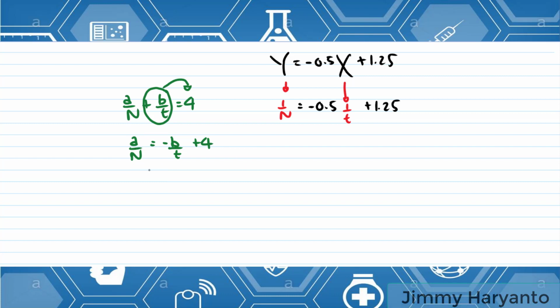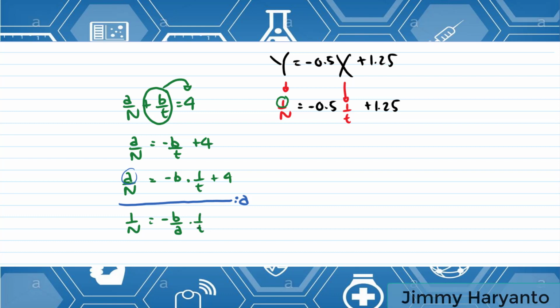How to do this? Okay, let's separate the b and t first. a over n equals negative b times 1 over t plus 4. We can do that, right? Okay, and then since we have to make it 1 over n, I will divide them all by a. So the a over n will become 1 over n. Remove the a. This one will be negative b over a times 1 over t plus 4. 4 divided by a is 4 over a.